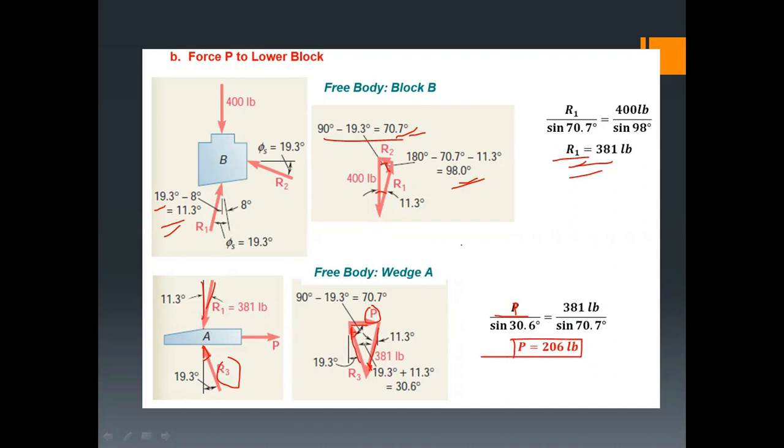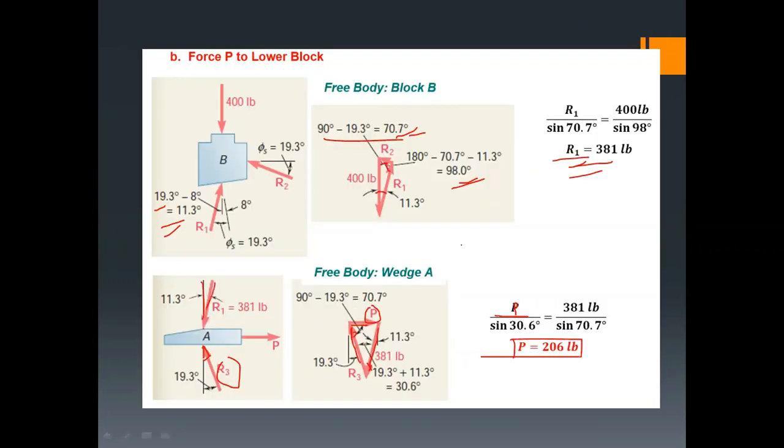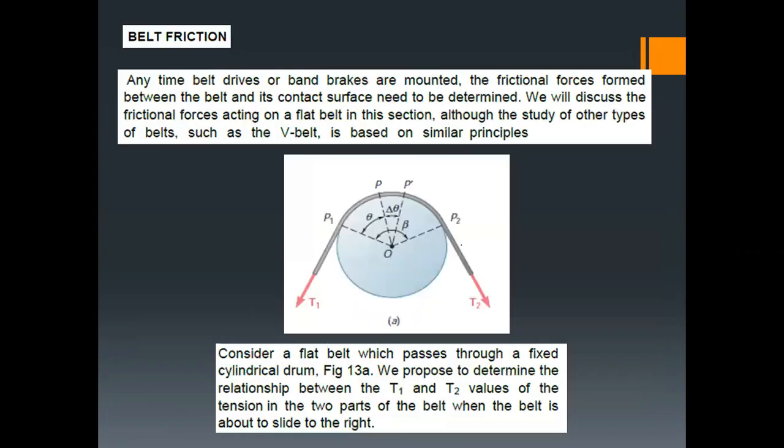So, basic lang siya, di ba? Kung i-analyze mo siyang mabuti. Okay? So, simpleng trigo lang yan and simpleng sine law. And then we have a belt friction naman. Dito naman, medyo complicated lang to in terms of our angle.